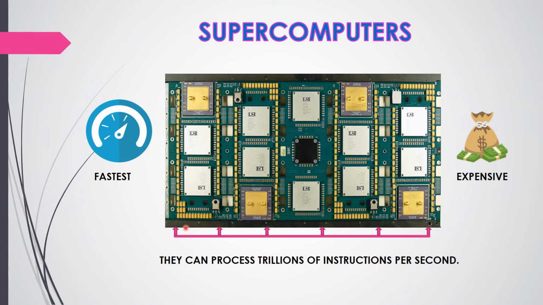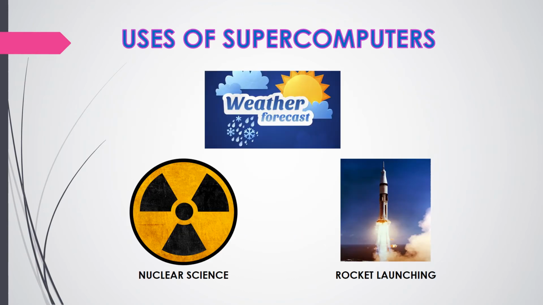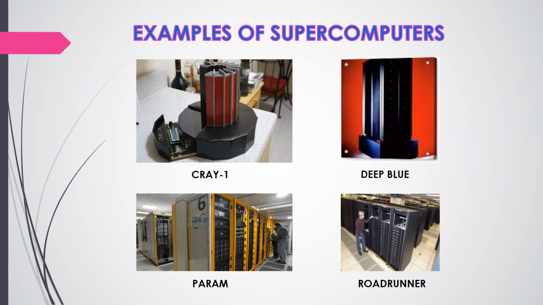The fastest and most expensive computers are supercomputers. They are large and have multiple CPUs, so they can handle many instructions in parallel. They are used for complex calculations such as weather forecasting, nuclear science, rocket launching, etc. Some examples of supercomputers are Cray 1, Deep Blue, Roadrunner, and Param, made by CDAC in India.